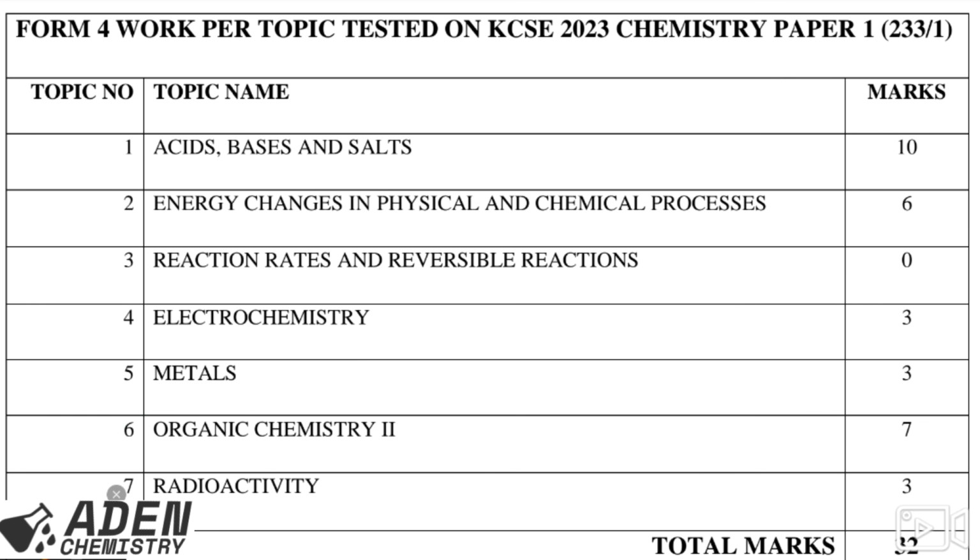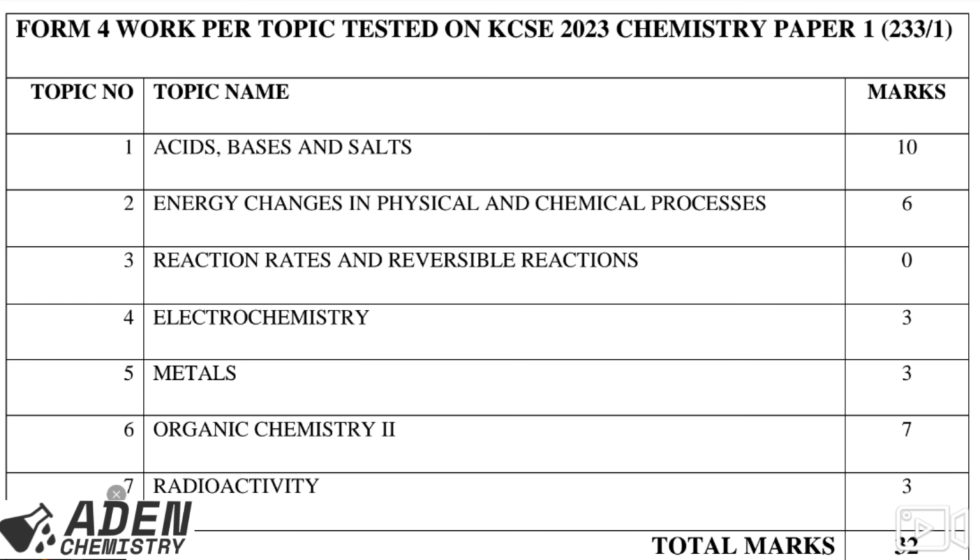So number 6, that's organic chemistry 2. It had 7 marks. And remember we said organic chemistry 1 had 9 marks. So total organic chemistry had 16 marks. Lastly, topic 7, that is radioactivity, it is having 3 marks. Remember, radioactivity must be tested in KCSE 2024 because, number 1, it's a Form 4 topic. Number 2, radioactivity is not mostly tested in Chemistry Paper 2, but it is tested.